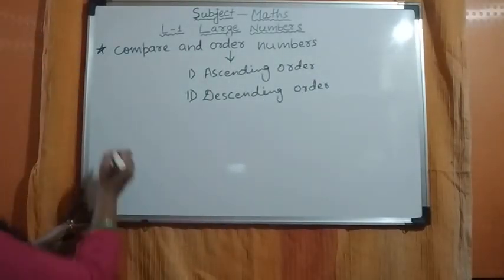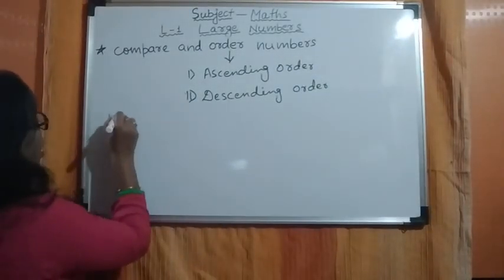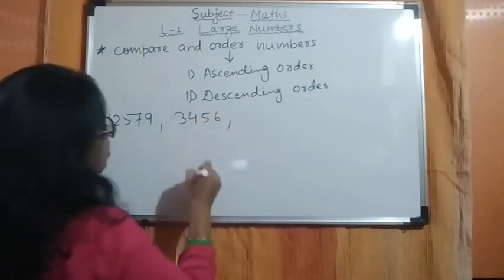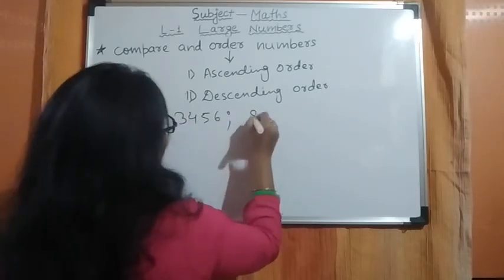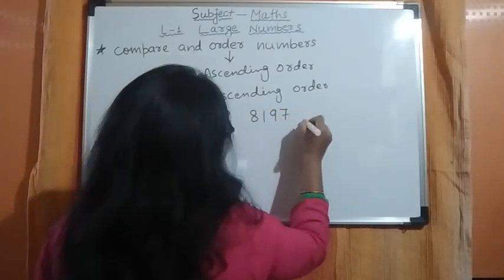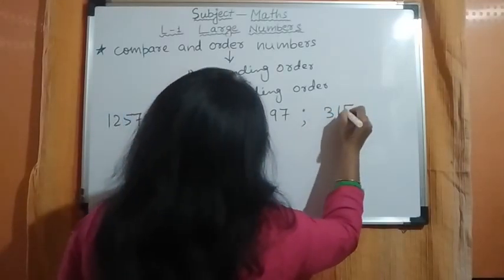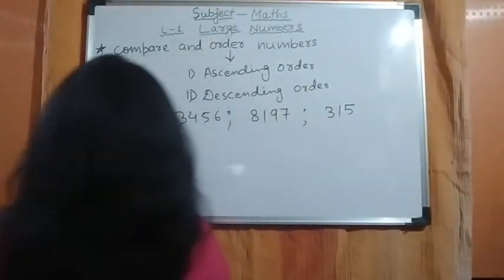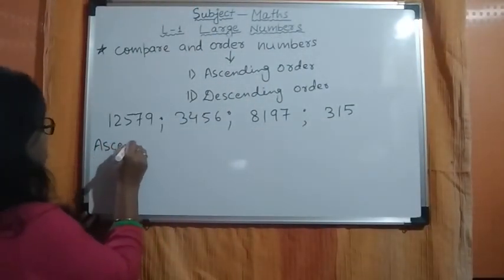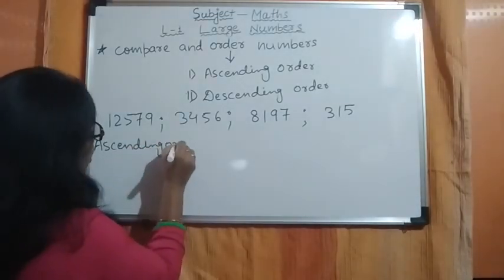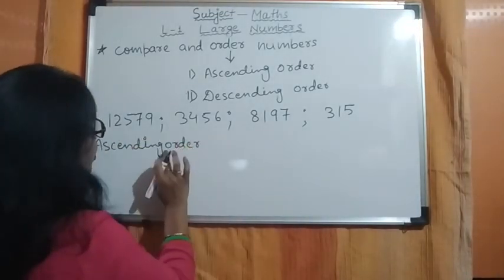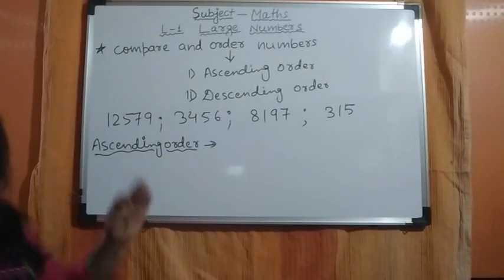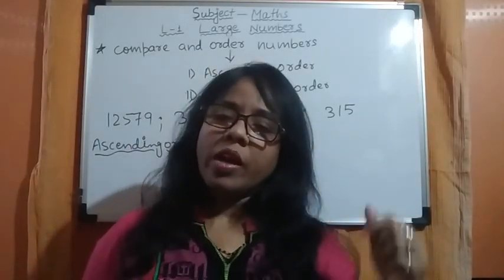So how can we do it? Now we are taking the numbers 12579, 3456, 8197, 315. These are the 4 numbers and you have to arrange them in ascending order first. So how will you arrange it in ascending order? The smallest number you have to take first.